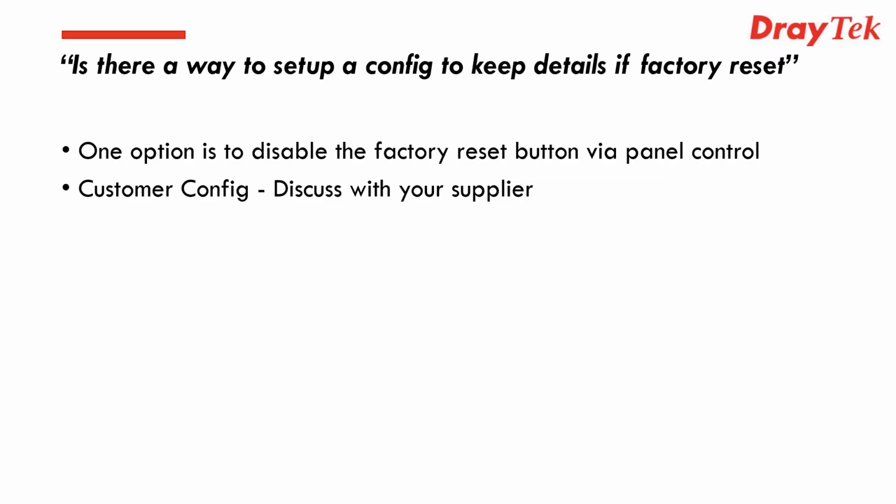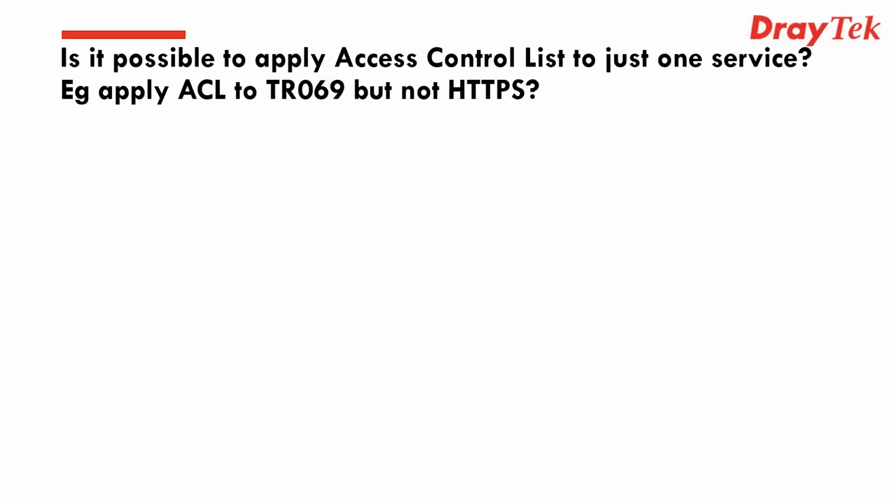Okay, thank you. Move on to the next question. Is it possible to apply an access control list to just one service? For example, apply the access list to TR-069, but not to HTTPS.